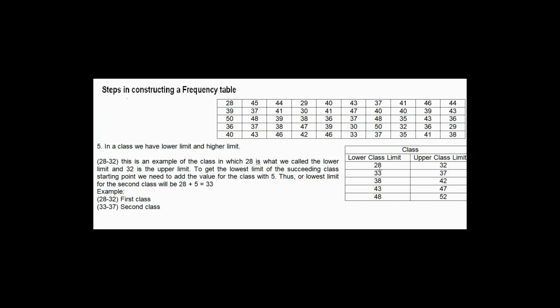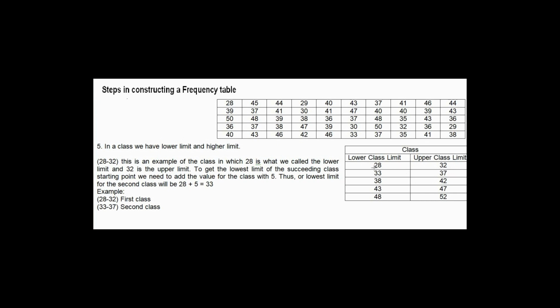The lower class limit is 28 and the upper class limit is 32. We cannot use 33 here because if the data also has a 33, you will classify 33 and the tally will be confusing.